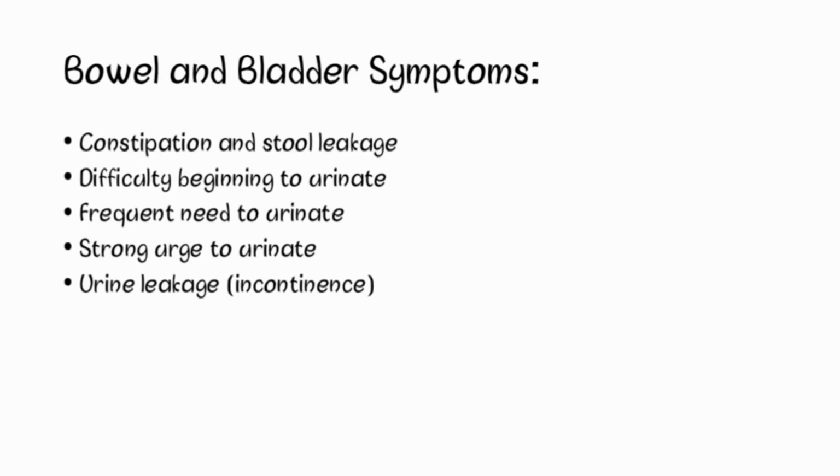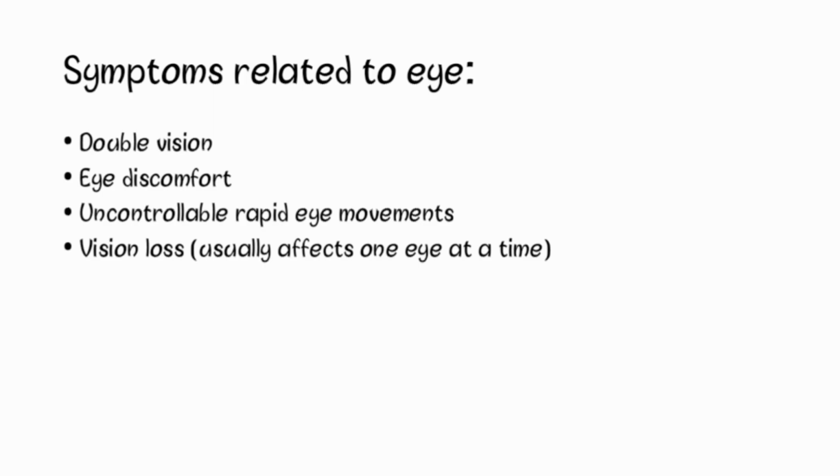Now, bowel and bladder symptoms. So, constipation, stool leakage, difficulty beginning to urinate, frequent need to urinate, strong urge to urinate, urine leakage, that is, incontinence. Now, symptoms related to the eye are double vision, eye discomfort, uncontrollable rapid eye movements, and vision loss, and this usually affects one eye at a time.